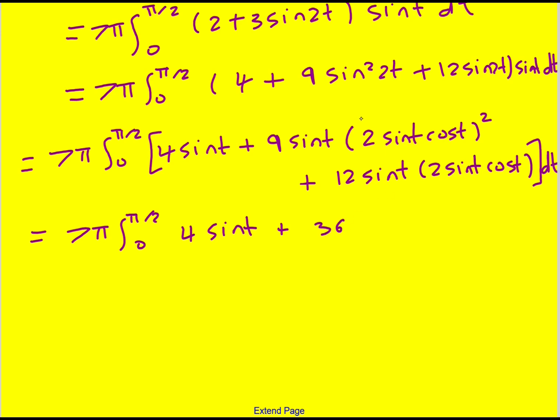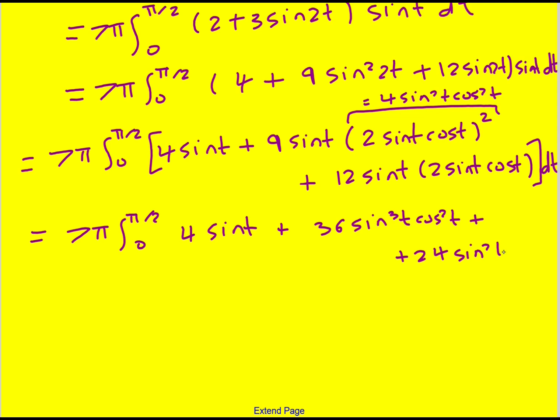Now, this here is actually going to equal 4 sine squared t cos squared t. Don't rush this bit. I'm going to get 36 sine cubed t cos squared t. Then plus, actually write down here, plus 24 sine squared t cos t. Okay, now this is absolutely fine to integrate. Actually, this one's not too bad either.